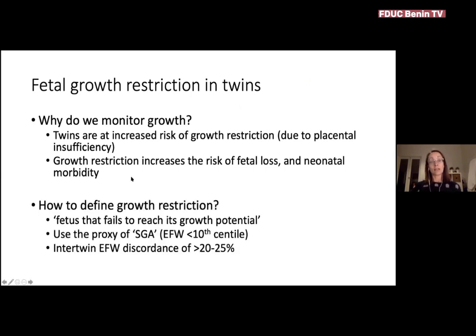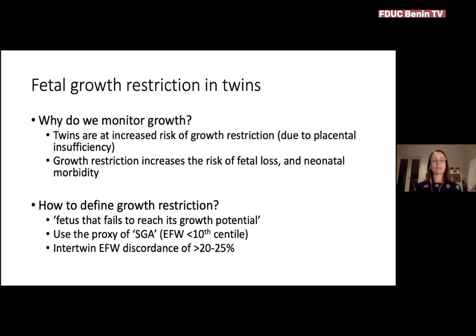We need to know how to define growth restriction in order to detect it, and the actual definition, as I'm sure you know, is the same as in singletons, which is a fetus that fails to reach its growth potential. But that's a very difficult thing to detect on ultrasound, so we need to use the proxy of a small for gestational age fetus, which is usually defined by an estimated fetal weight less than the 10th percentile.